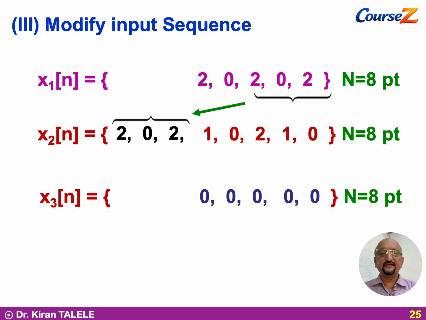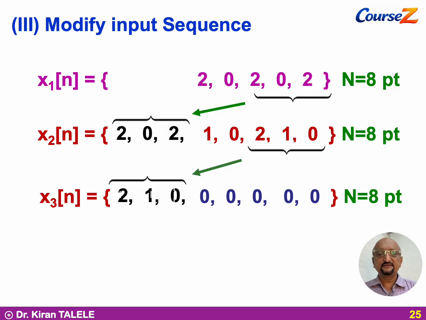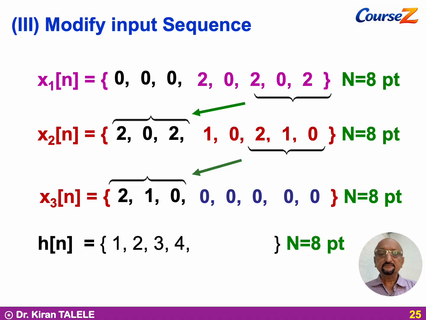202 is brought in the beginning, 210 will be brought in the beginning, and for the first signal we have to add 0. Because the x3 of n values are not non-zero now, we cannot ignore it. We have to consider it. For h of n, there is no change in the concept. We have to append zeros to make the length equal to 8.